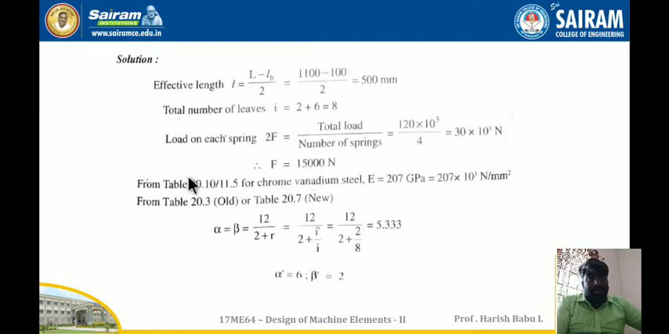From table 20.10, for chrome vanadium steel, E is equal to 207 GPa, that is 207 into 10 to the power of 3 newton per mm squared. And from table 20.3, alpha equals beta, given by 12 by 2 plus R. To substitute R, I substitute i' by i, so I get 12 by 2 plus 2 by 8. So I get alpha as 5.333. So I get alpha' as 6 and beta' as 2.